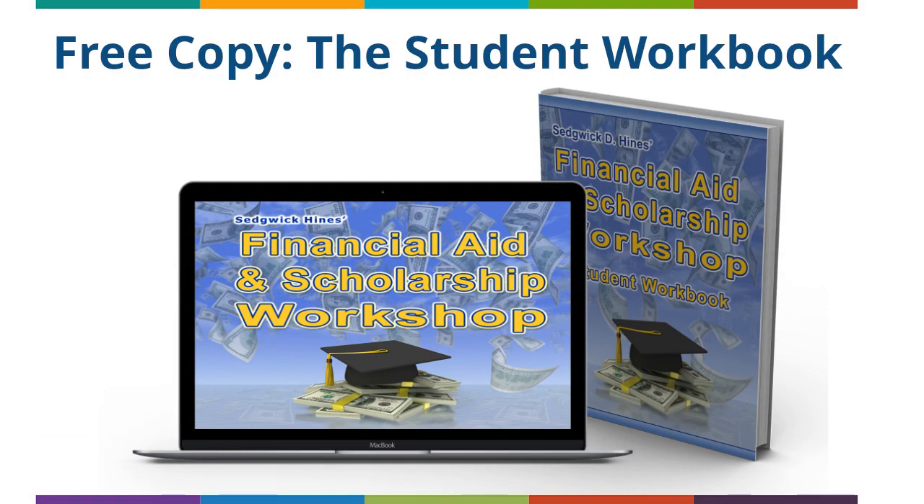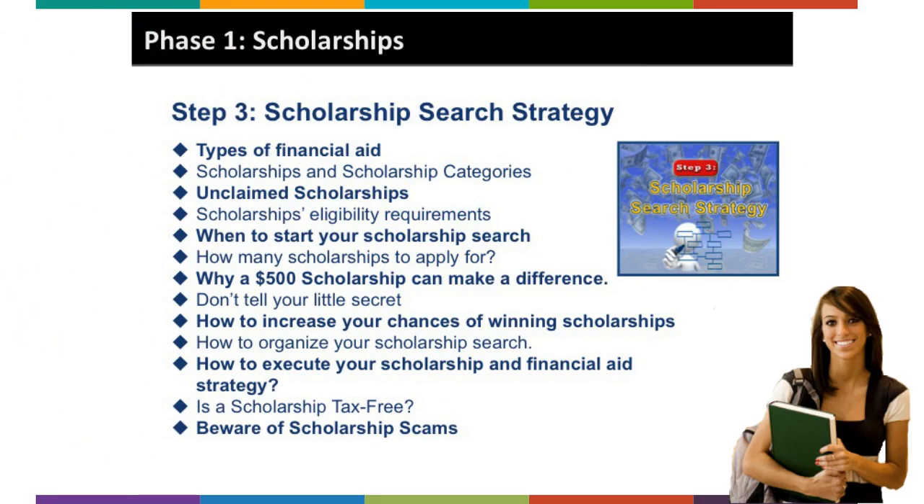Now, there are additional parts in the student workbook that I will ask you to complete in other lessons of this online course. When you are in this lesson, you should focus your attention on documenting information about yourself and your family in parts 1 through 7 to help you search, identify, and apply for scholarships and financial aid that you're eligible for. Then we'll move on to Step 3, Scholarship Search Strategy.